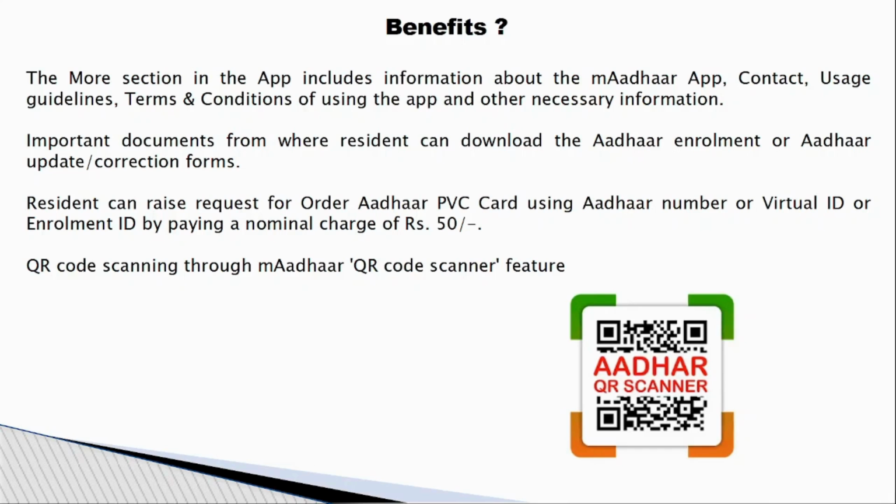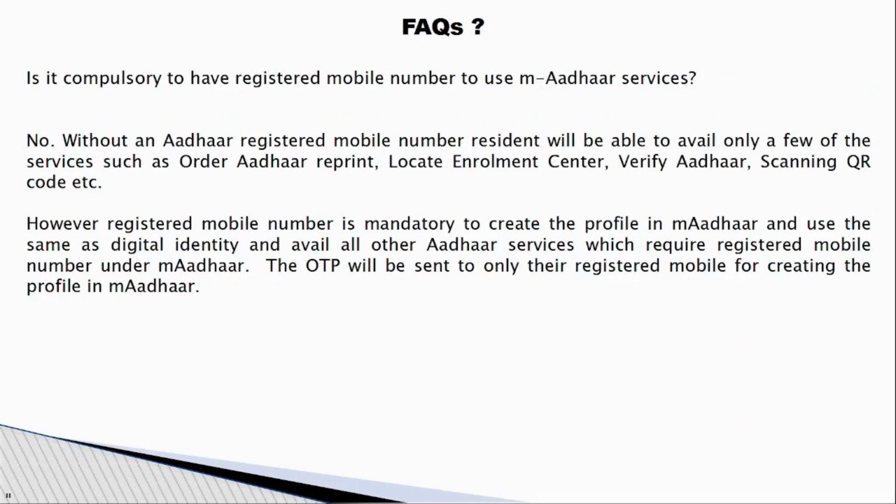Other benefits: you can download the Aadhaar, update the correction forms. Then you can get a PVC card also. By paying 50 rupees you can get your PVC card, and QR code scanning is available in mAadhaar. Frequently asked questions: whether only the registered mobile has to be used for mAadhaar.